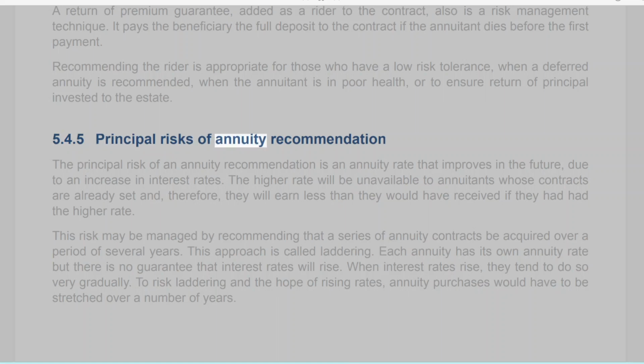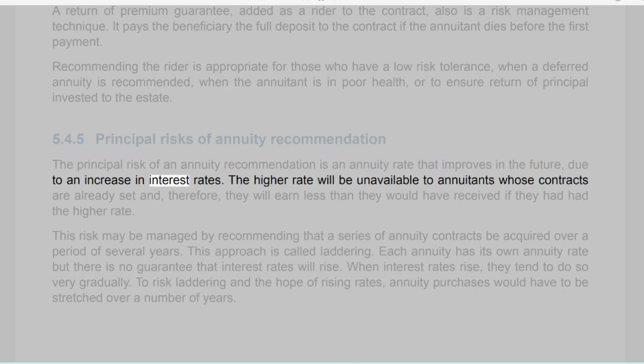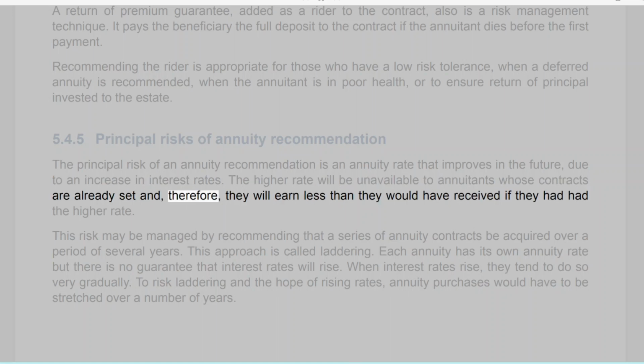5.4.5 Principal Risks of Annuity Recommendation. The principal risk of an annuity recommendation is an annuity rate that improves in the future, due to an increase in interest rates. The higher rate will be unavailable to annuitants whose contracts are already set and, therefore, they will earn less than they would have received if they had had the higher rate.